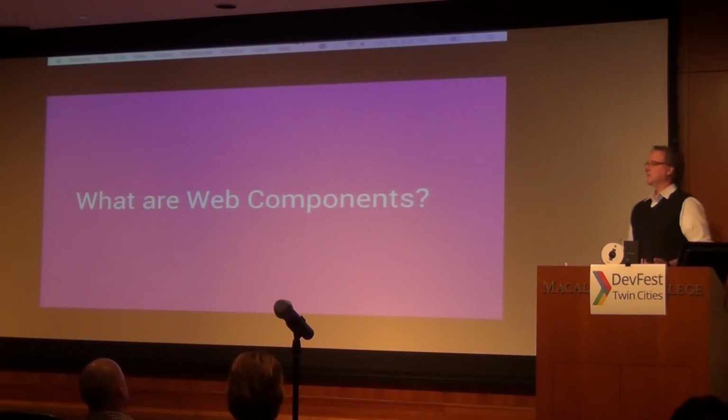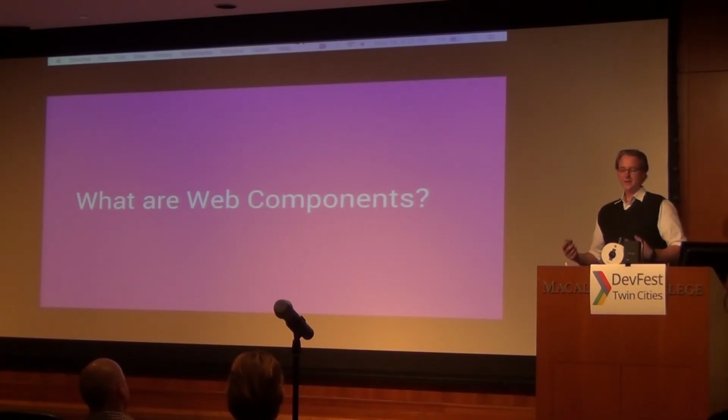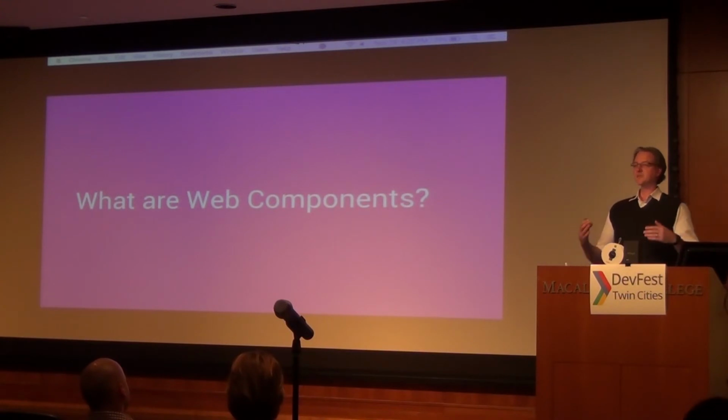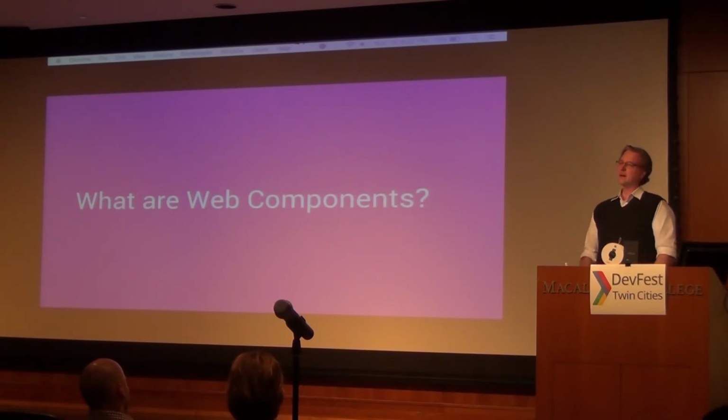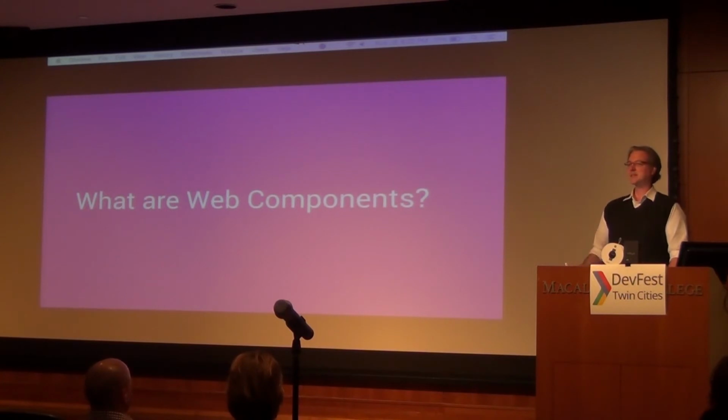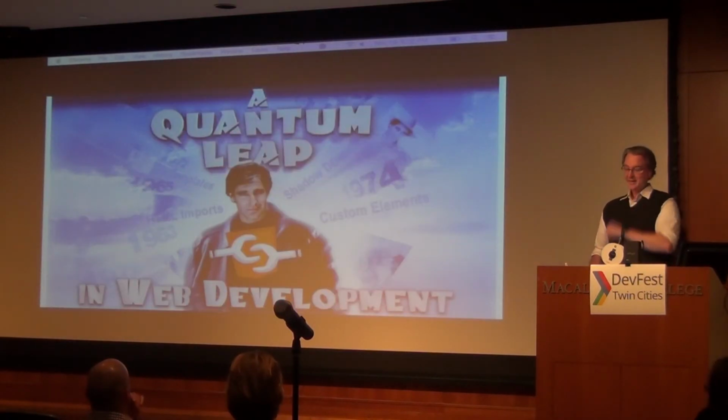So how's this possible? How did we get to this point? A number of engineers from different web browser companies, so Google, Firefox, Opera, Internet Explorer, got together and started to agree on a new spec, looking at common problems that web developers were facing, needing things like templating, scoping of your definitions, encapsulation, resource management. And these web components really are a quantum leap in web development.